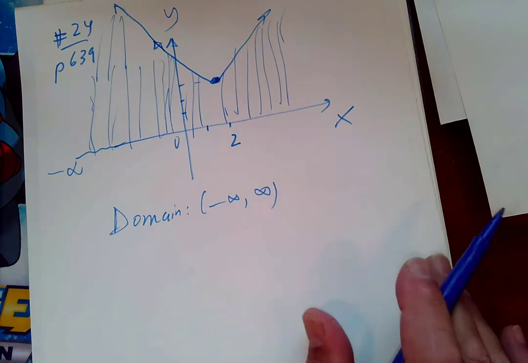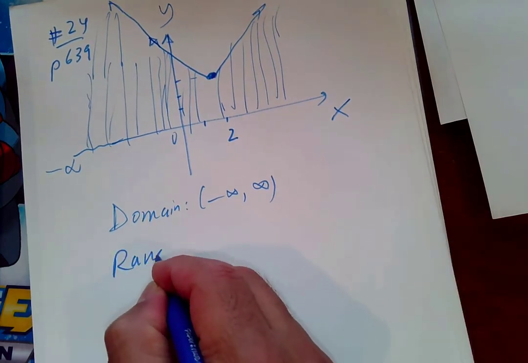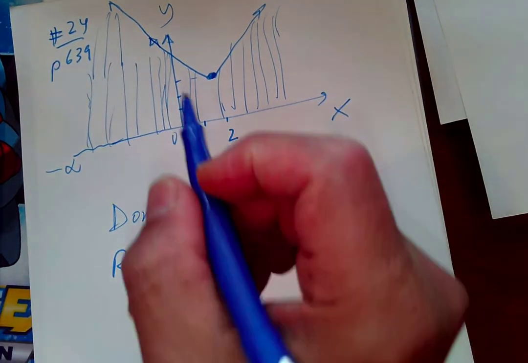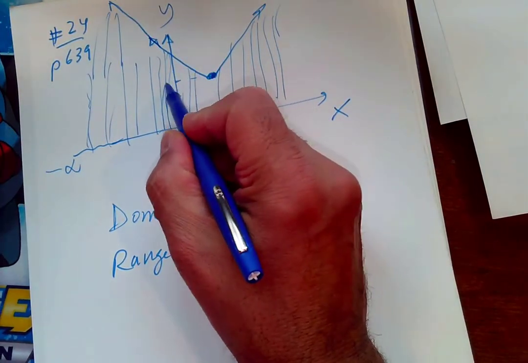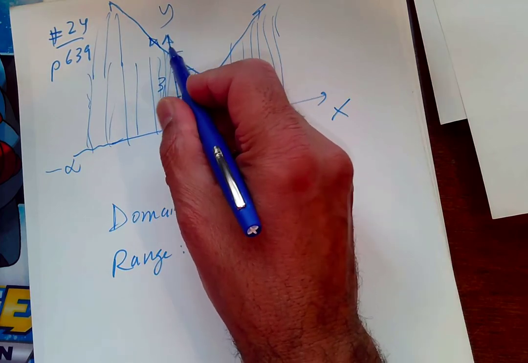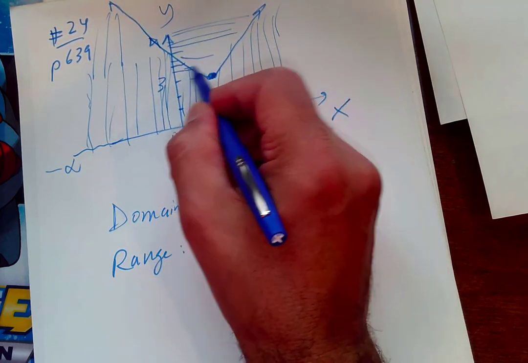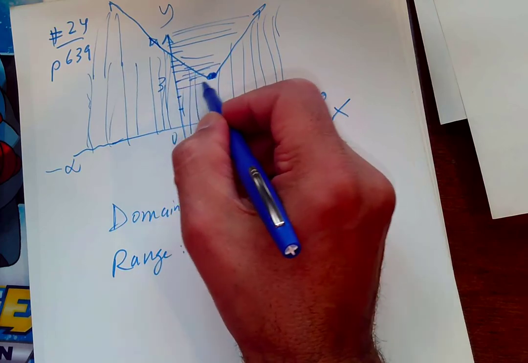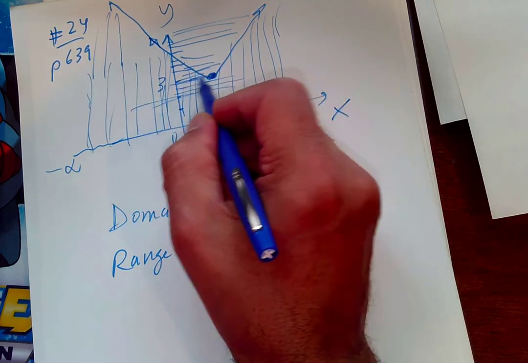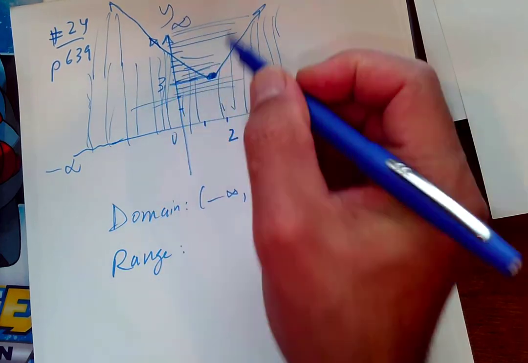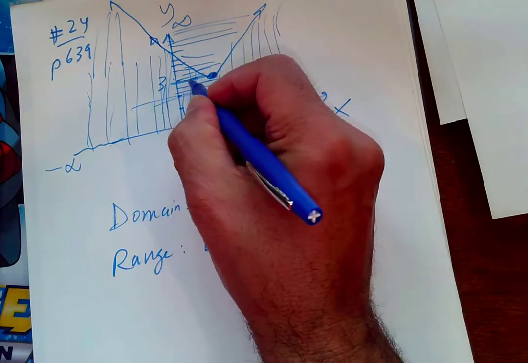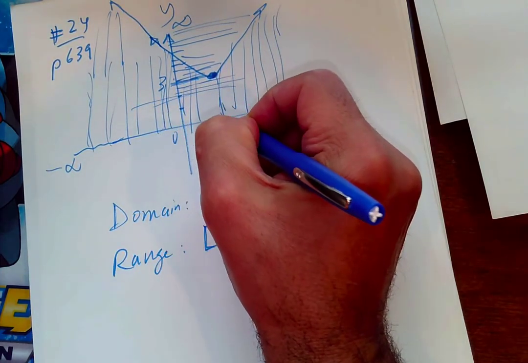Now the range is all the y values that are paired with an x value. You can see any y value you pick, 3 or higher, can be matched with an x value because there's a graph there. Once you go beyond 3, there is no x, there's no graph. So your range starts at 3 and goes up to infinity. So from 3 to infinity. And I put a bracket because it includes 3. At 3, we have an x value of 2. Okay?